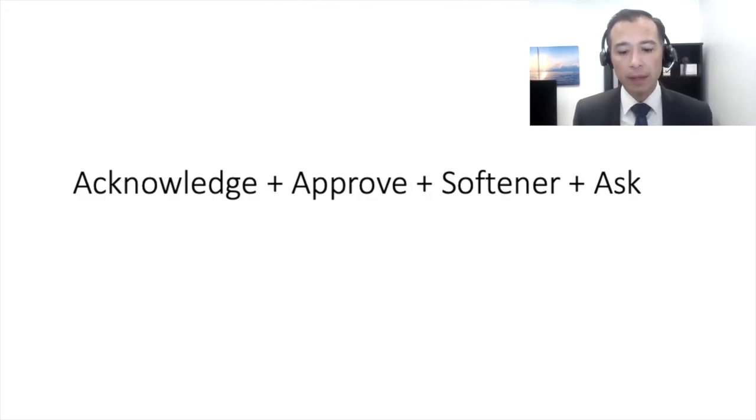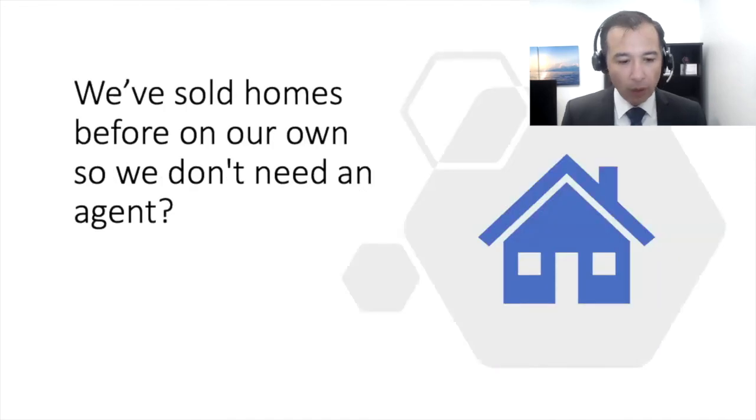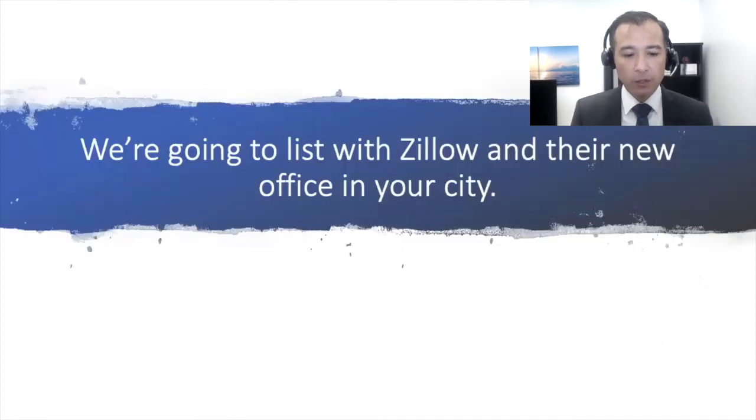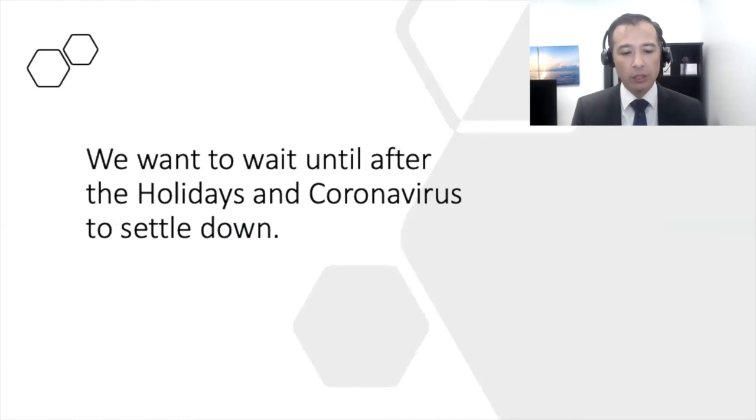Okay. All right, guys. So let's go ahead and tie things up. We went over three objections in here. Number one, we've sold homes before on our own and we don't need another agent. Statistically, that's wrong, but whatever. There are still those people that could actually do it. Number two, we're going to list with Zillow and their new office in your city. And the last one that we just did was we want to wait until after the holidays and coronavirus to settle down.